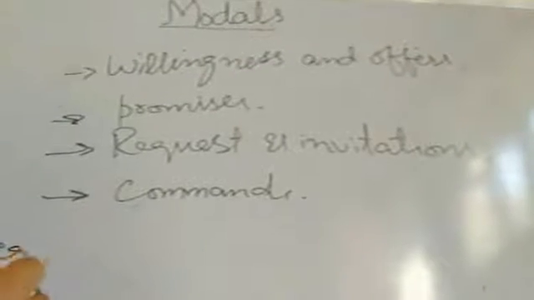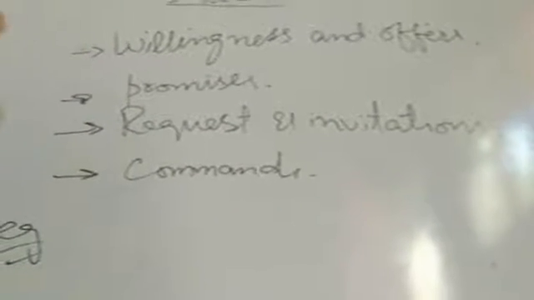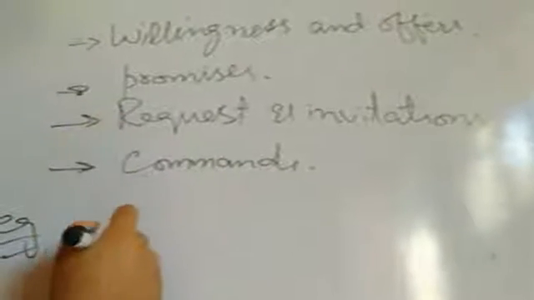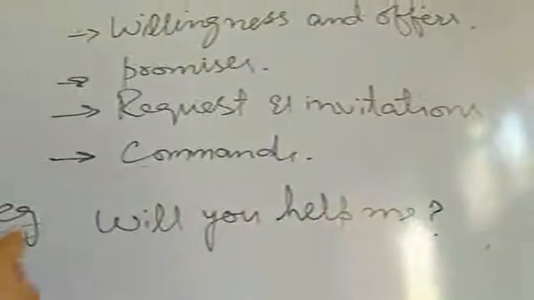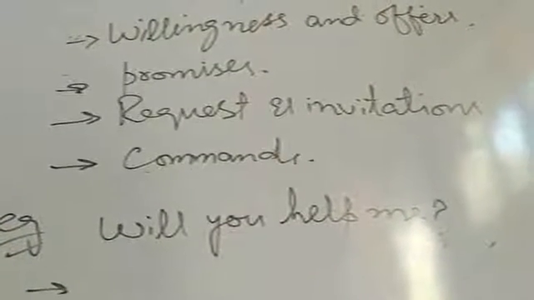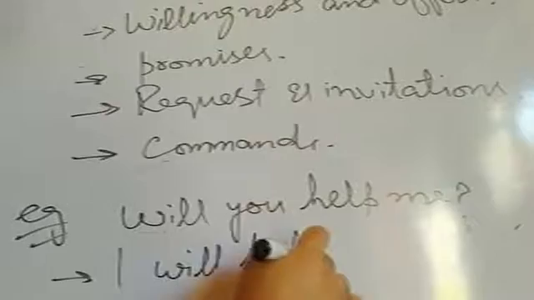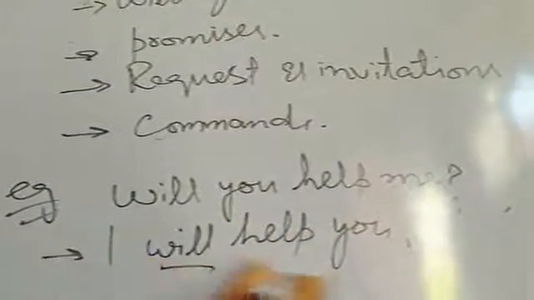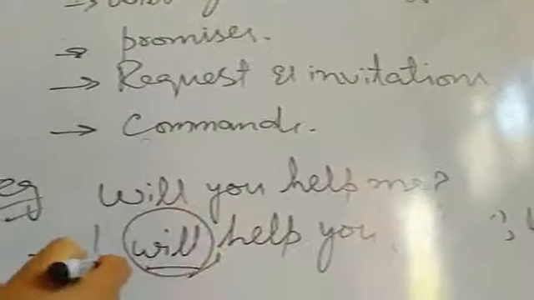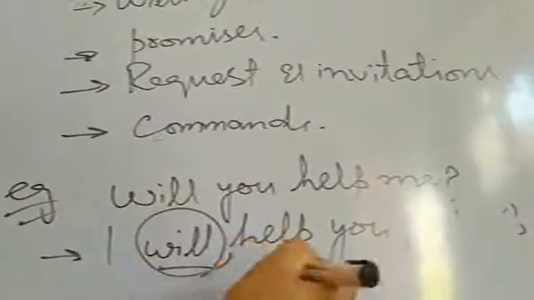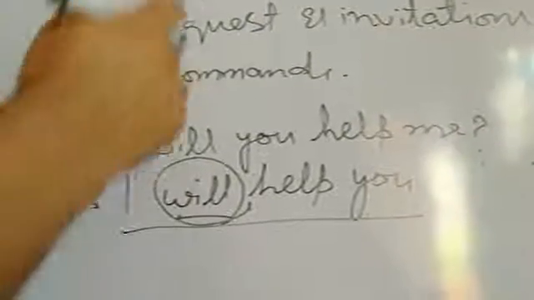Let me quote some examples. We always use the modal will with the second and third person. We use it for requests. Will you help me? Right. Here I want to tell you that I can use will with first person I. I will help you. We always use shall with first person I and we. But why have I used will here with first person I? It is because here it is certain. When we are certain about something, we use will rather than shall, right? Okay.